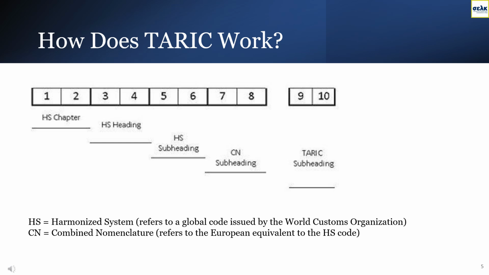This image represents the hierarchical structure of the Harmonized System, HS, and the Combined Nomenclature, CN, used for classifying goods in international trade. The first two digits, 1 to 2, indicate the HS chapter, followed by the next two digits, 3 to 4, representing the HS heading. The next two digits, 5 to 6, define the HS subheading, while the 7th and 8th digits, 7 to 8, specify the CN subheading used in the European Union. The last two digits, 9 to 10, represent the TARIC subheading, which provides further classification for EU customs regulations. This system ensures uniform classification and tariff application for goods.